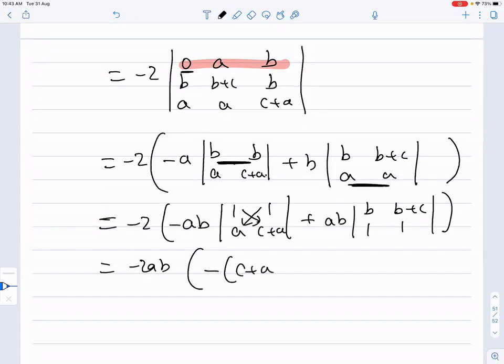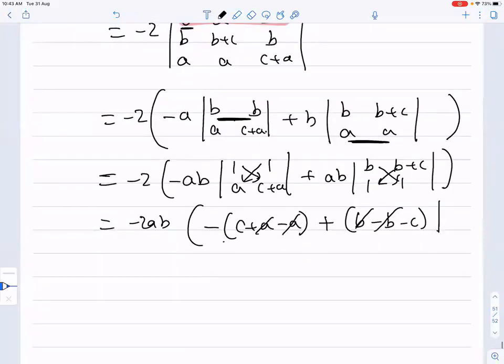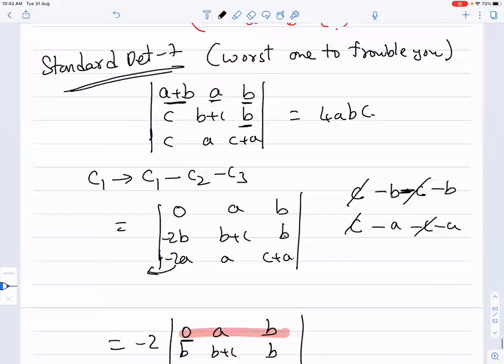C plus A minus A, plus AB is gone, B minus C. Correct enough? B minus B cancels, A minus A cancels. We are getting minus C, minus 2C, minus 2AB into minus 2C. We are going to get 4ABC. Is it clear, students? Yes. Please write it.